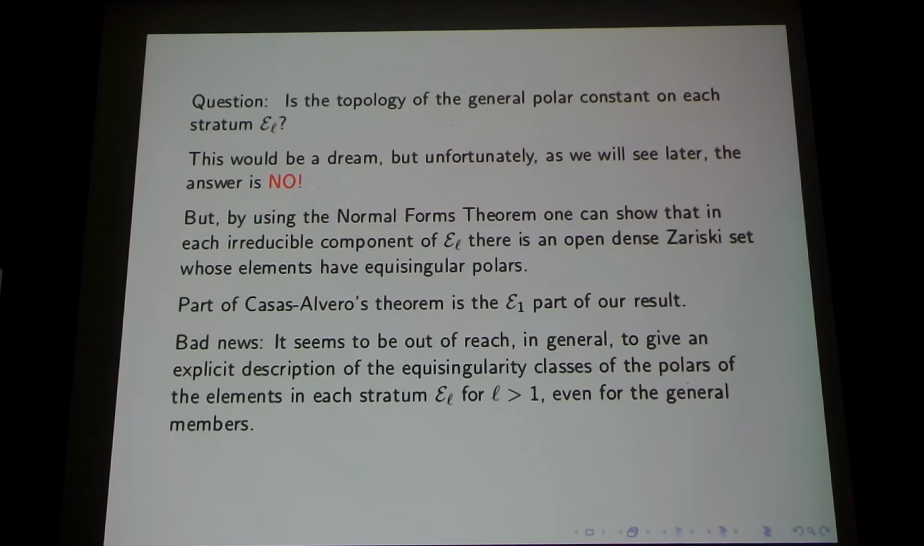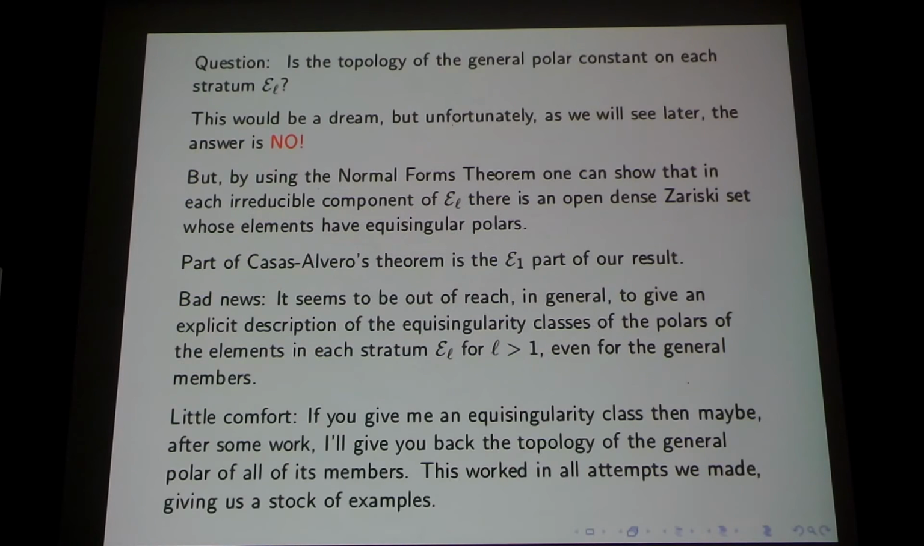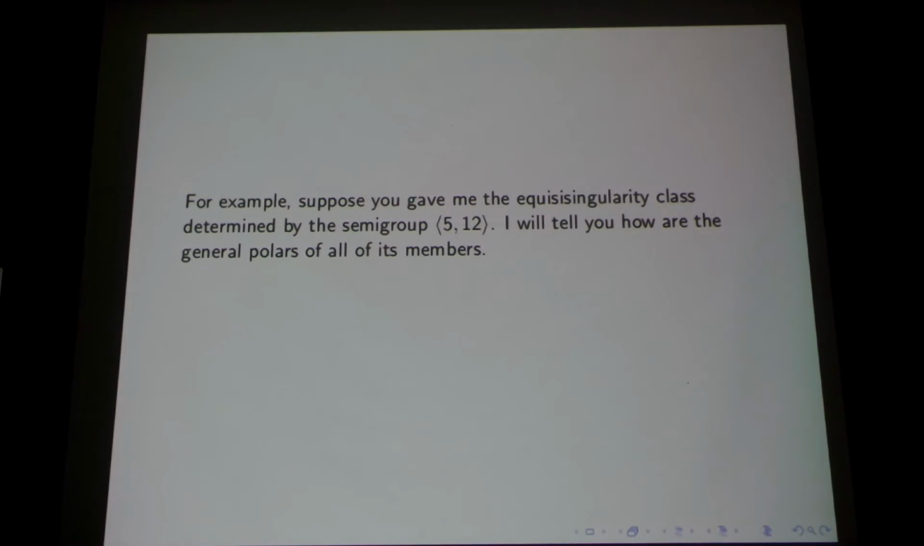Bad news. It seems to be out of reach in general to give an explicit description of the equisingularity classes of the polars of the elements in each stratum E_L for L greater than 1, even for the general members of the stratum. A little comfort: if you give me an equisingularity class, then maybe after some work, I'll give you back the topology of the general polar of all of its members. This worked in all attempts we made, giving us a stock of examples. So for example, suppose you gave me the equisingularity class determined by the semigroup 5, 12. I will tell you how the general polars of all of its members are.